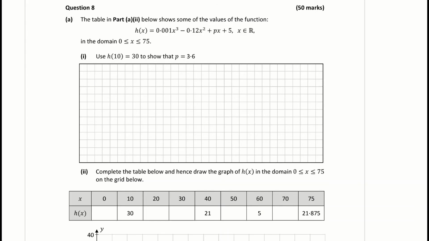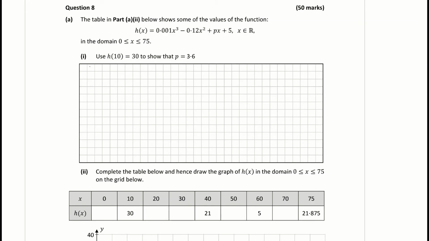Question 8a. The table in part A, part 2 below shows some of the values of the function h of x in the domain 0 to 75. A part 1: use h of 10 equals 30 to show that p is equal to 3.6. So this one is basic enough. Basically all they're getting us to do here is sub in 10 for our x and letting it equal 30. That's about it for this first part of the question.